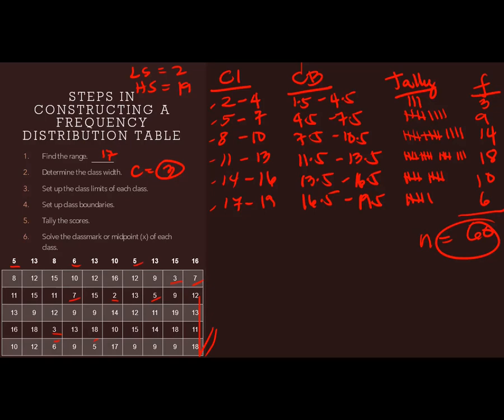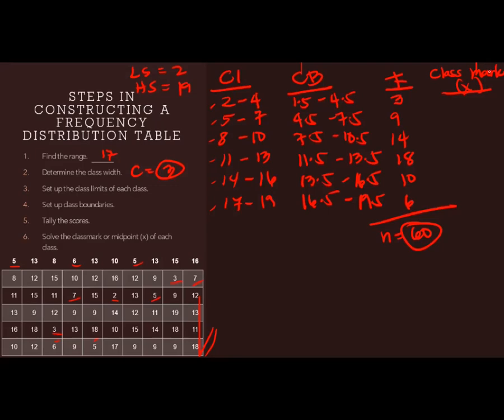After tallying the scores, we are going to solve the class mark or midpoint of each class. In getting the class mark, we are going to add the lower and the upper class limit and then divide by 2. So 2 plus 4, then we have 6 divided by 2. This will give us 3.